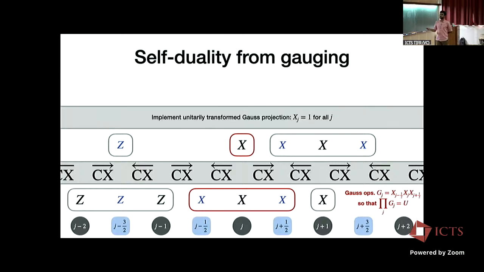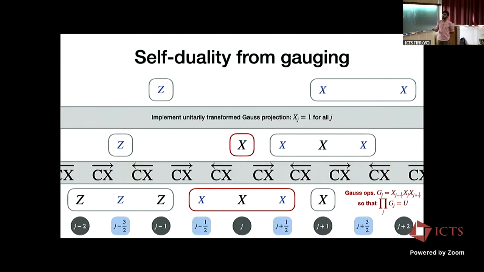And then you implement the Gauss law. So what is the Gauss law? The Gauss law is this red guy. It's nothing but setting X equals 1 on all the sites. Right? So you perform that projection and you get this. That's your gauging map. It's a bunch of steps, very algorithmic. Given any Hamiltonian, you can do this. I'm just showing the simplest Hamiltonian for illustration. It's an algorithmic procedure.